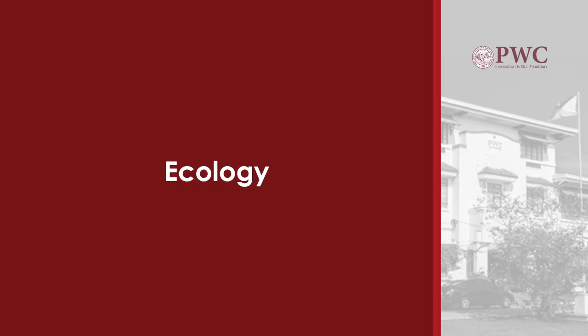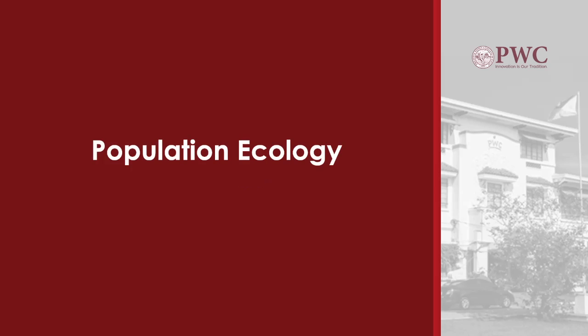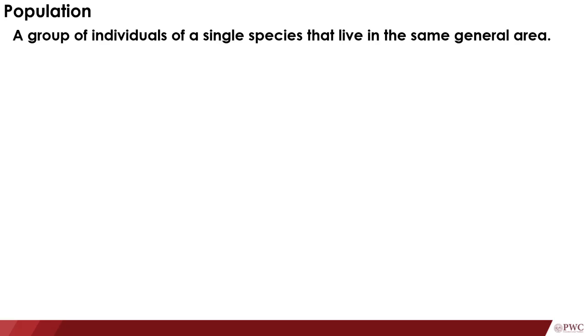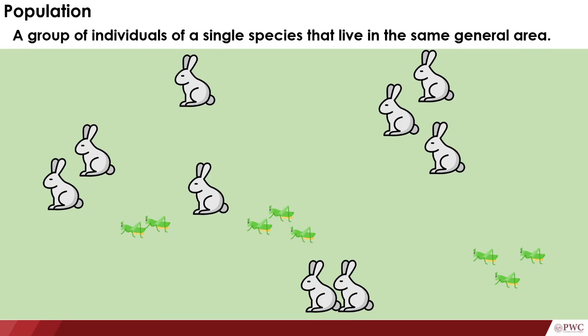Let's discuss population ecology. Population ecology is the study of the population. So what is a population? A population refers to a group of individuals of a single species that live in the same area. So for example here, how many populations do we have? We have two populations.